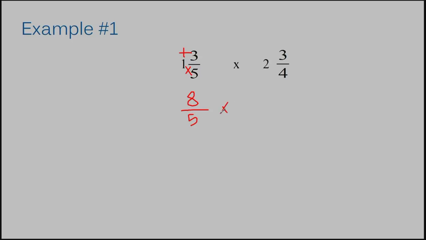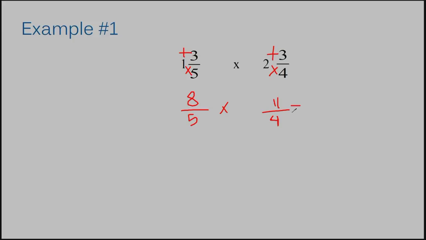Now I'm going to multiply that by whatever this improper fraction will be. 4 times 2 is 8. 8 plus 3 is 11. My denominator remains 4. Now, the really good thing about multiplying fractions is you do not need to get a common denominator. You multiply straight across.